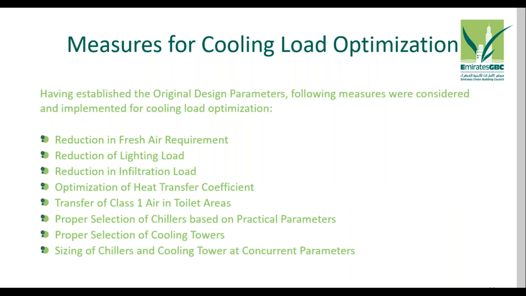Once we do this occupancy, the other aspects which were evaluated for reduction of load or optimization of load were the fresh air requirement, which has direct connection with the occupancy, lighting, infiltration, optimizing the heat transfer coefficient of the facade. Again, ASHRAE 62.1 also talks about the transfer of air and class of air that we have optimized. Then selection of equipment, how it can be optimized, selection of cooling towers, and overall impacts. The first aspect was fresh air.